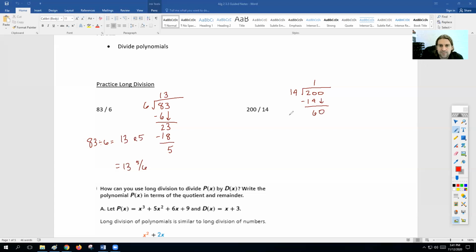All right, 60. What's the biggest number we can do? 60 and 14, let's see, is 5? No, that'd be too much. What about 4? 4 times 14 is 56. And we subtract, and we'd have a 4. Now we could keep going to get decimals, but roughly what we would be saying here is that 200 divided by 14 equals 14, with a remainder of 4, or 14 and 4/14, which we could probably reduce to 14 and 2/7, but this is good enough.